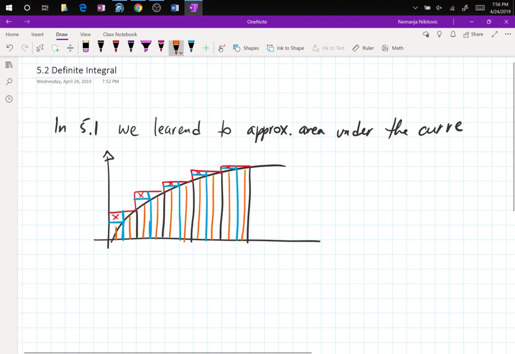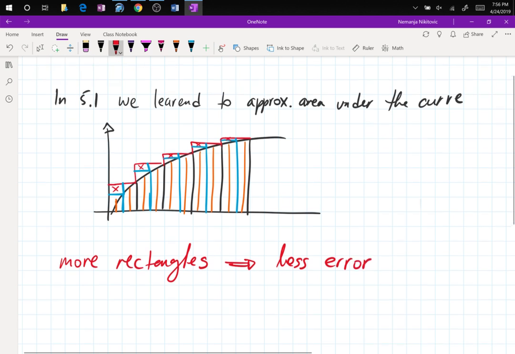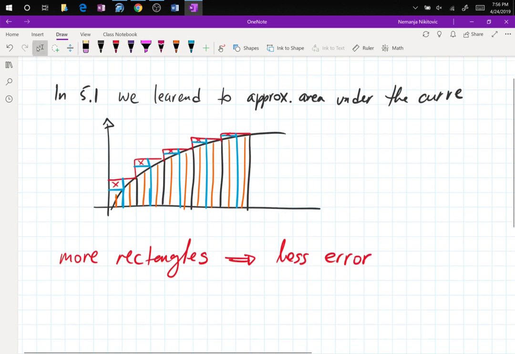From this picture, I see a connection. More rectangles, less error. More rectangles, less error. So it's natural to think that if you are to use infinitely many rectangles, there will be no error.